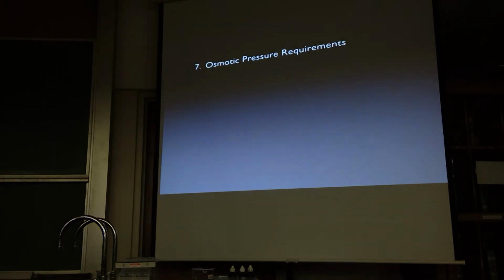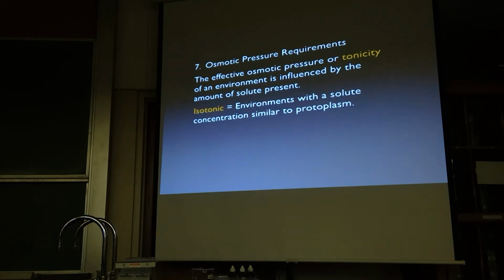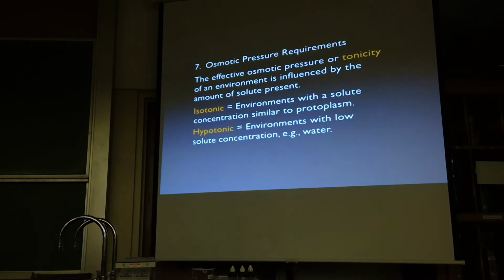Okay, another way to categorize is osmotic pressure requirements. You need to know about the different forms of environments, whether they're isotonic, hypertonic, or hypotonic, and we went through that already. That has to do with effective osmotic pressure, or tonicity. If they're isotonic, then the solute concentration is the same or similar to protoplasm. If it's a hypotonic environment, hypo means less than or lower, and so the solute content is what's low. So you have more water. Fresh water is very hypotonic. And if the environment is hypertonic, then you have high solute.